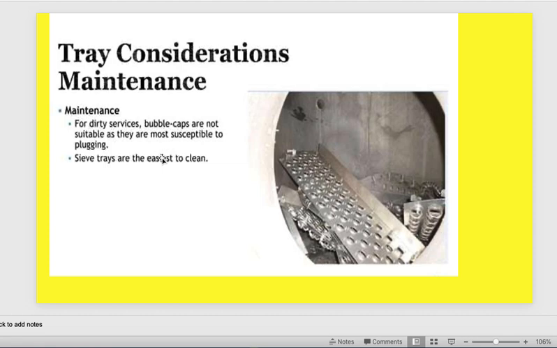Maintenance: here you have to consider if you are working with a dirty liquid or something like that, the type of the tray itself. The sieve trays are the easiest to clean. I think this is very clear.